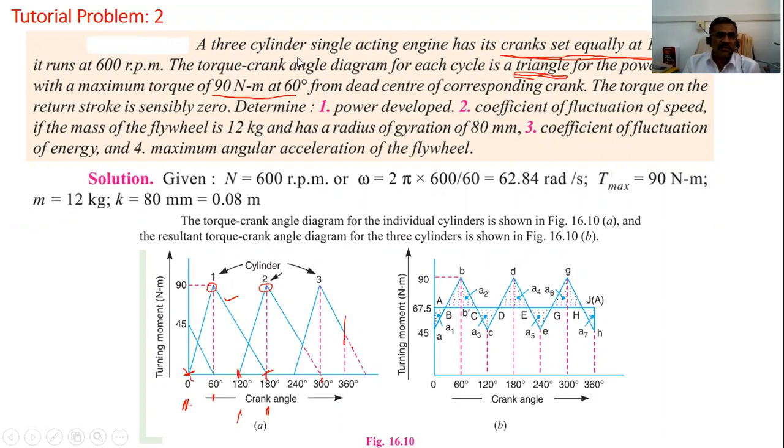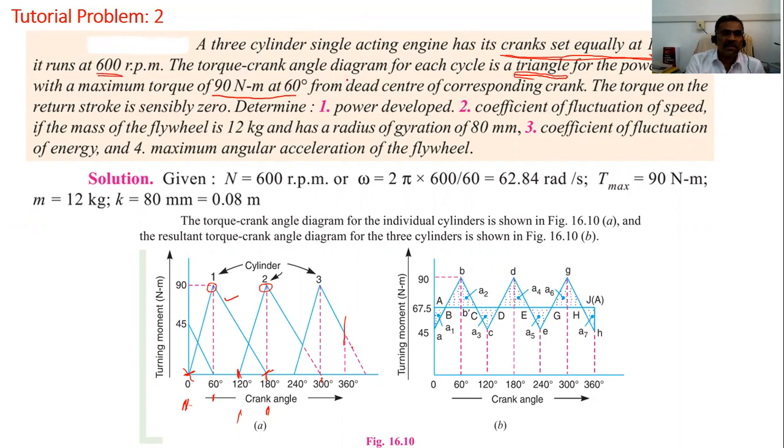A three-cylinder single-acting engine has its cranks set equally at 120 degrees. This is an important point. The cranks are set at 120 degrees, right? So out of 360 degrees, they are set at 120 degree angles. It runs at 600 RPM.